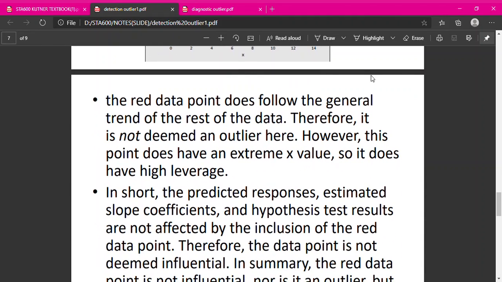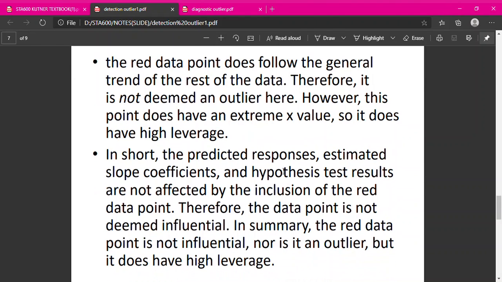Okay. So sama saja kat sini dia punya conclusion. The right data point does follow the general trend of the rest of the data. Okay. Therefore, it is not an outlier here. However, this point does have an extreme x value, so it does have high leverage. High leverage, but not an outlier. Okay. In short, the predicted response, estimated slope coefficient, and the hypothesis test result are not affected by the inclusion of the right data point.